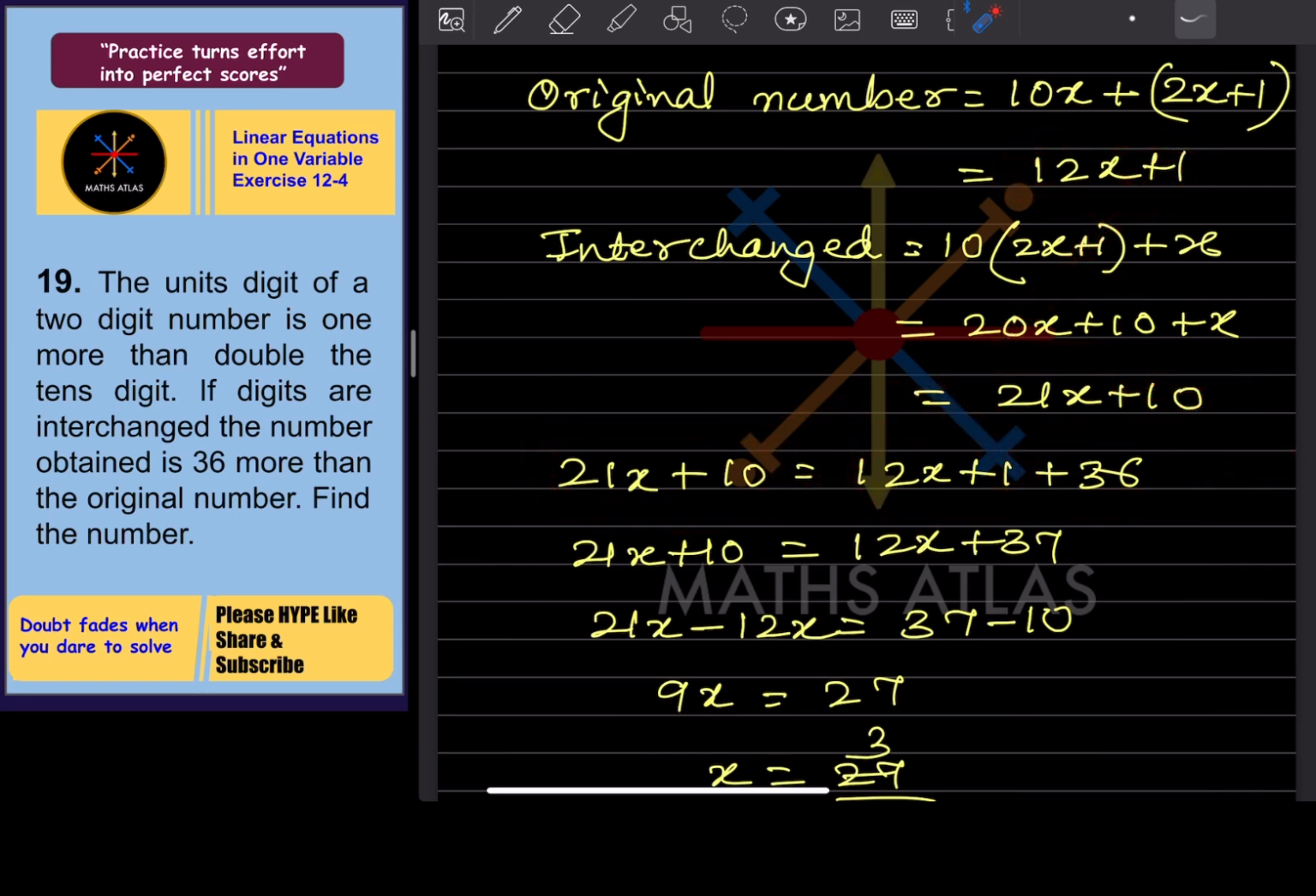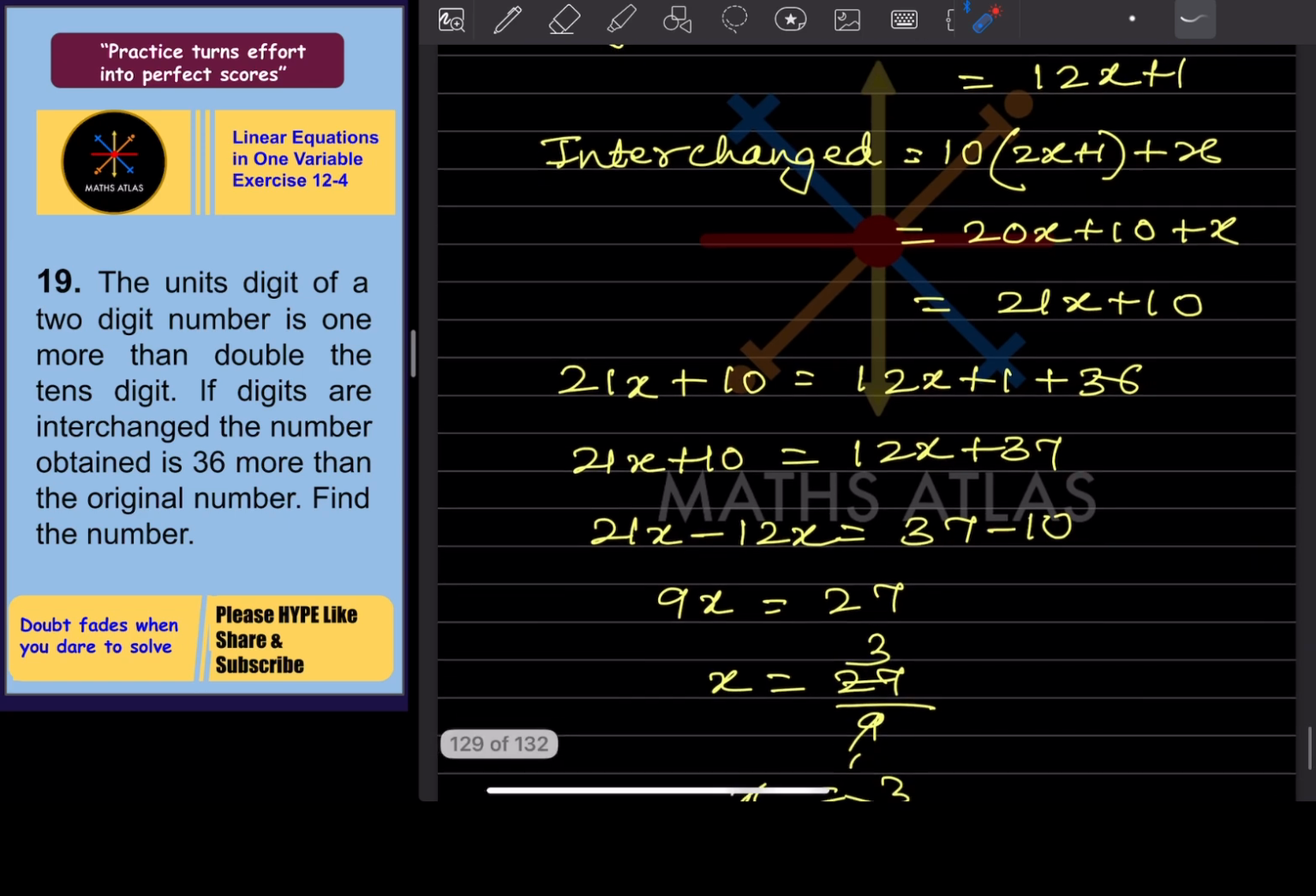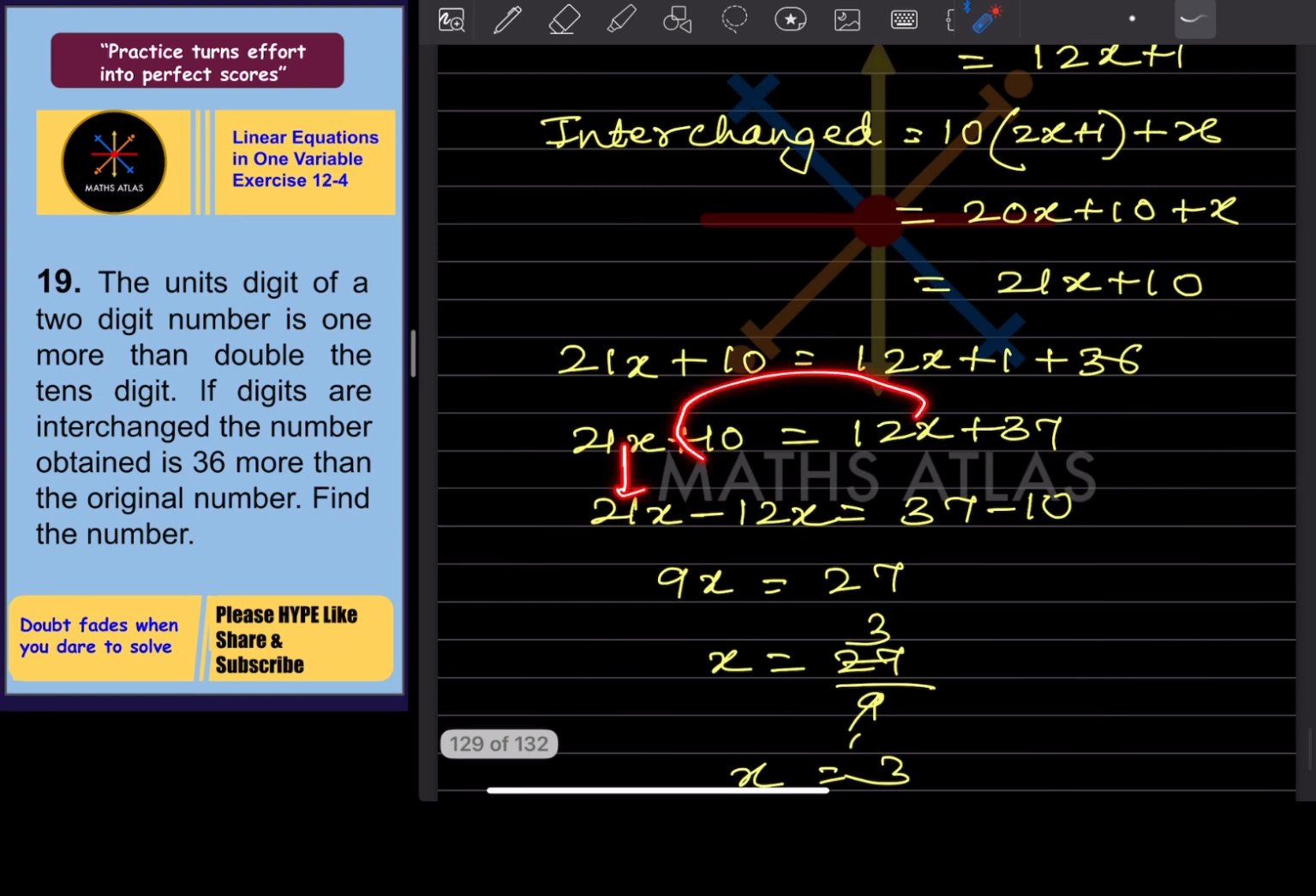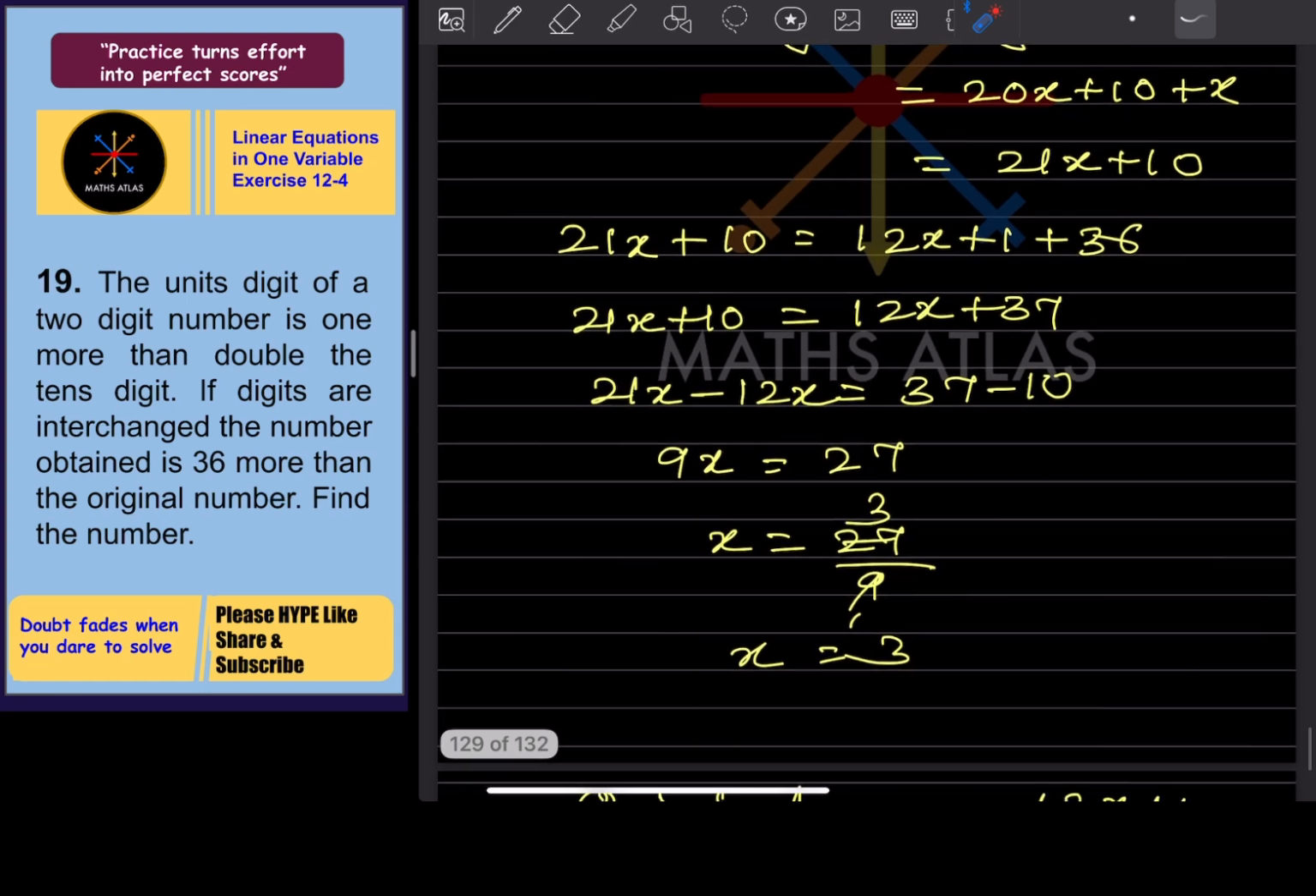So now let us solve this one. 21x plus 10 equals 12x plus 37. And this will be 21x minus 12x equals 37 minus 10. So 9x is going to be 27. So x is going to be 27 by 9, which is x equals 3.